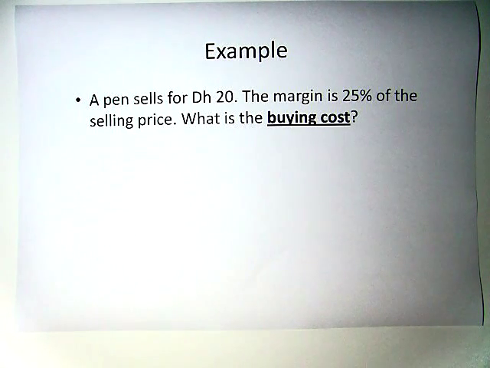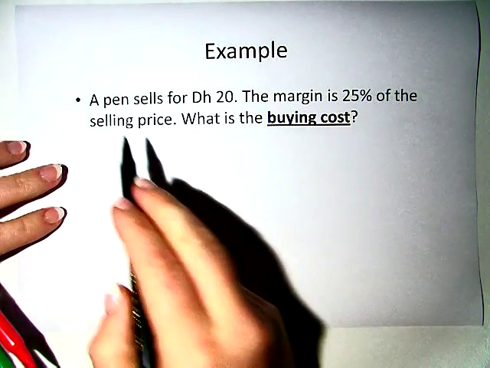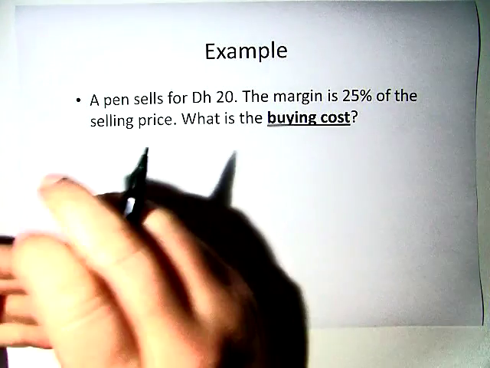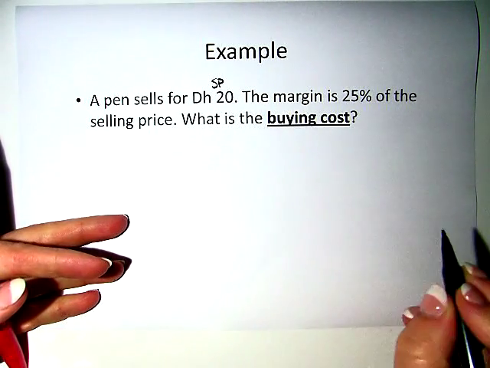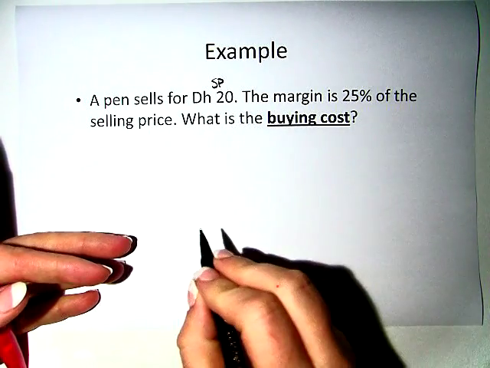Okay, so for this one, once again, we're going to be talking about margin, but we're going to be looking at it as a whole example. A pen sells for 20 dirhams. Okay, that's my selling price. The margin is 25% of the selling price. What is the buying cost?